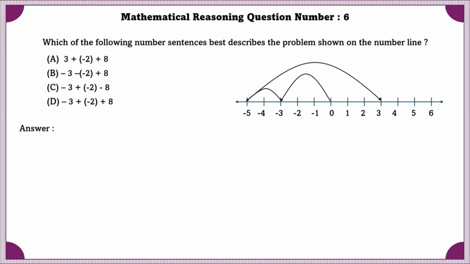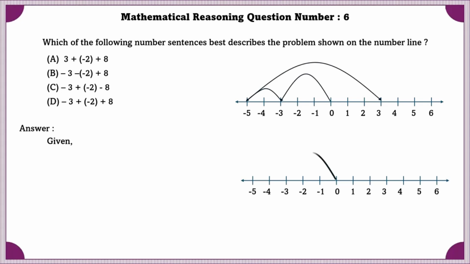Mathematical reasoning question number 6. Which of the following number sentences best describes the problem shown on the number line? First, let us take this problem step by step. Here is the number line, and from 0 you are going to minus 3, which is 0 minus 3. Then from minus 3 you are moving 2 steps left to reach minus 5. So minus 3 minus 2. Then from minus 5 you are moving right side to reach 3, which is actually plus 8. Now the correct option which describes the problem is the D option.